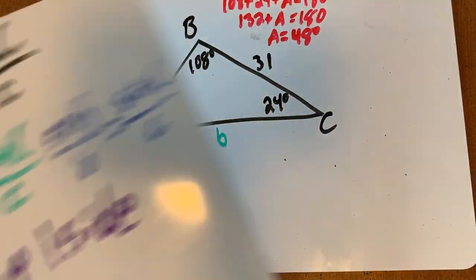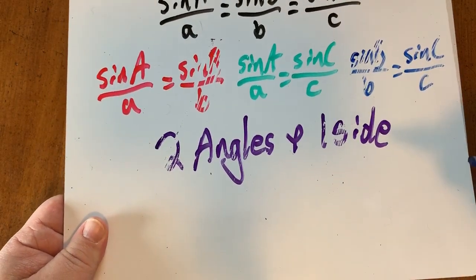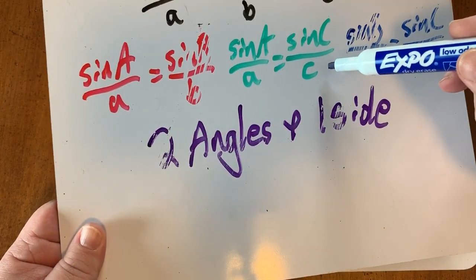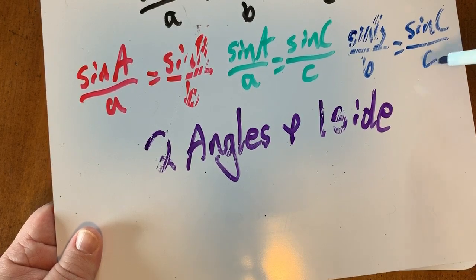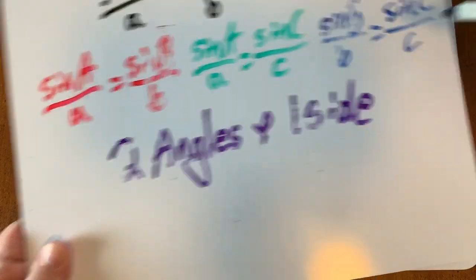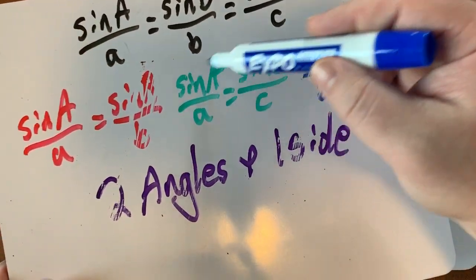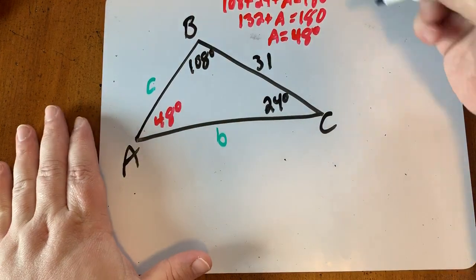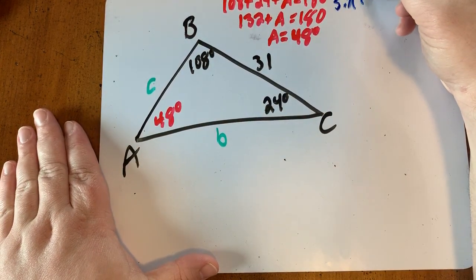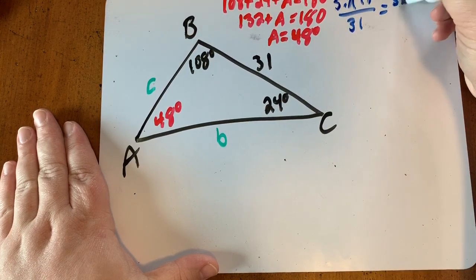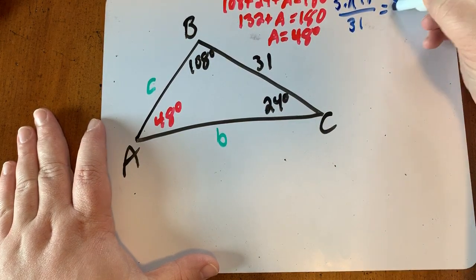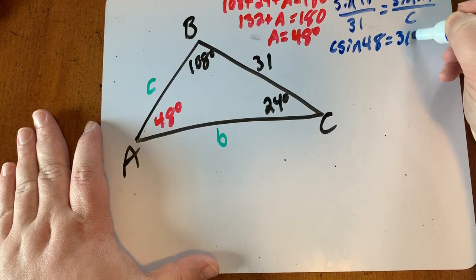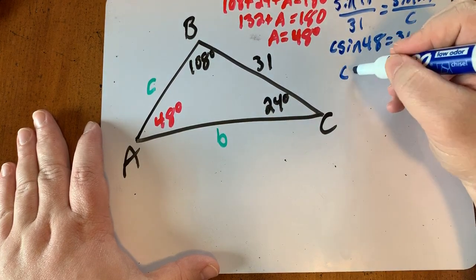Well, if we want C, C is here or C is here. So we could use sine of B over side B. Well, we don't know side B, so we can't use this one. It has to be this one. Sine of A over A equals sine of C over C. So sine of 48 over 31 equals sine of 24 over C. Cross multiply. Divide.